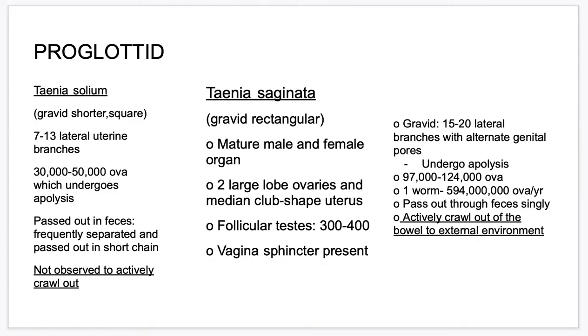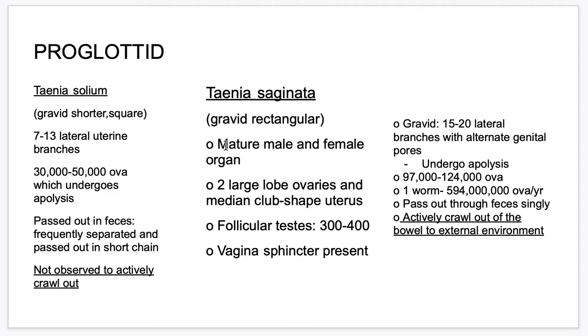For the proglottid, the gravid proglottids of Taenia solium are shorter and square. They have 7 to 13 lateral uterine branches, and they can produce 30,000 to 50,000 ova, which undergo apolysis. What is apolysis? Apolysis is the detachment of a tapeworm proglottid. They can be passed out in the feces, frequently separated and passed out in short chains, and they are not observed to actively crawl out.